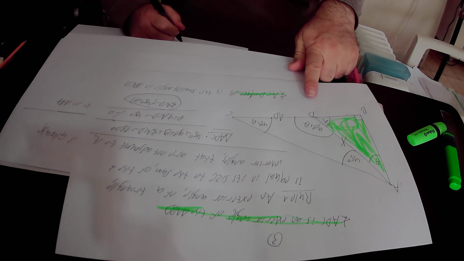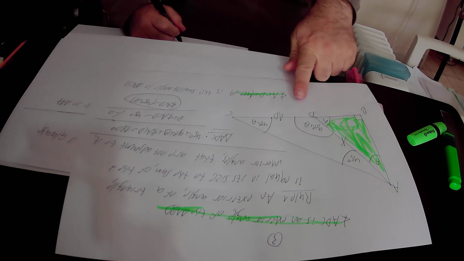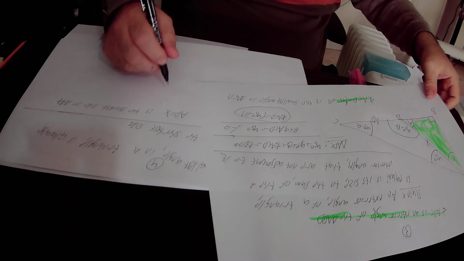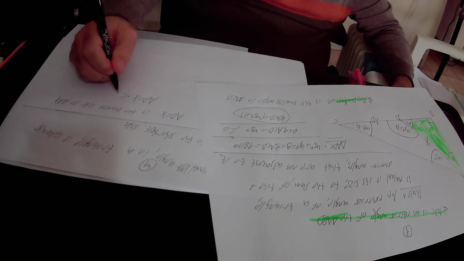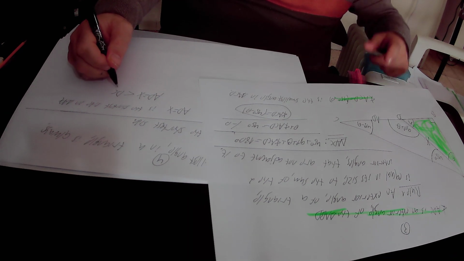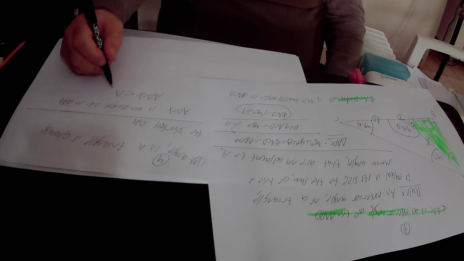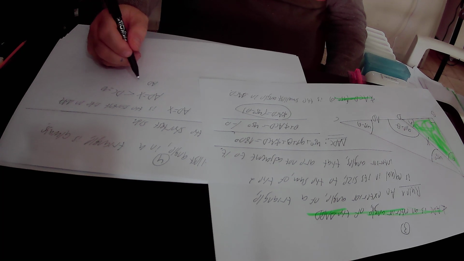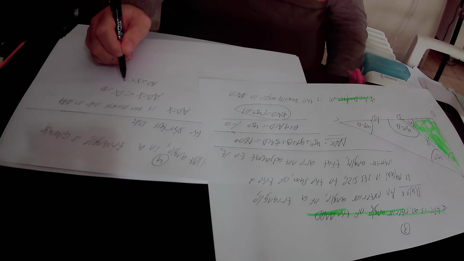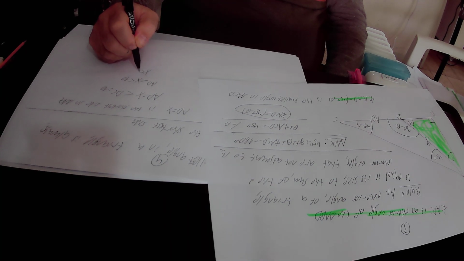And especially AD must be less than DC. AD, which is equal to X, must be less than side DC of triangle ADC because it is the shortest side. And DC equals 10 units. So from this inequality we will derive that AD, which is equal to X, is less than 10 units, so X is less than 10 units.